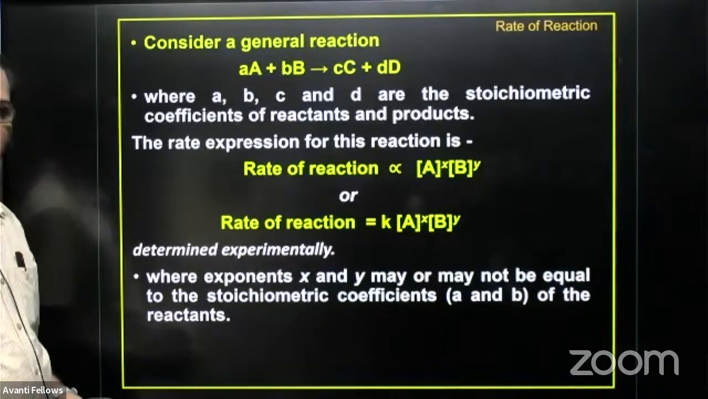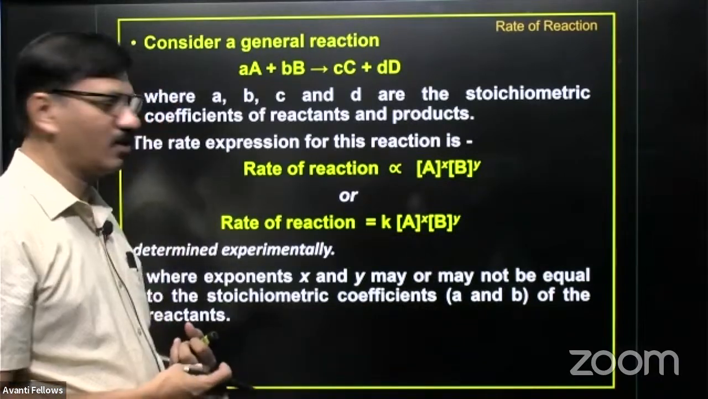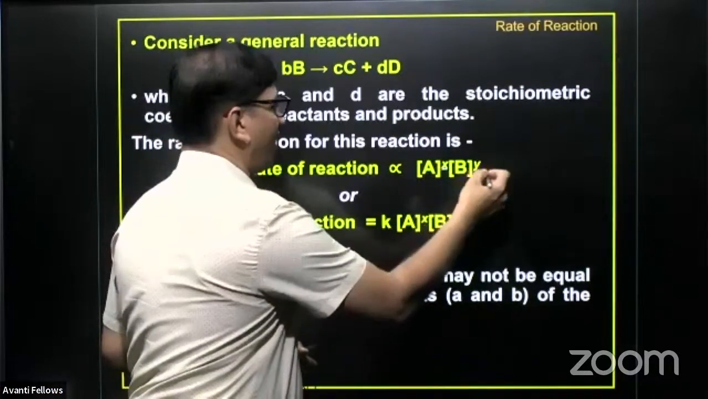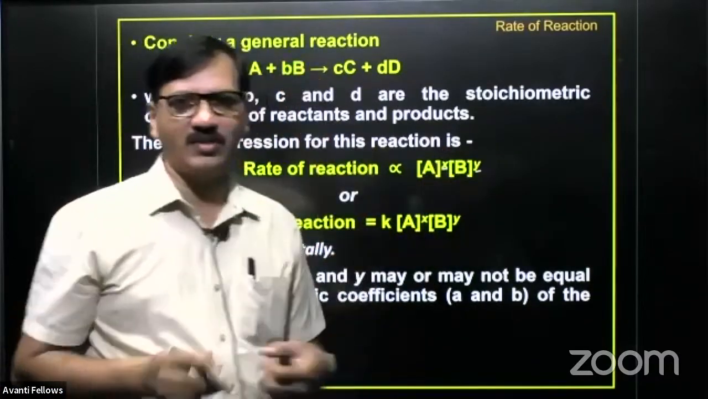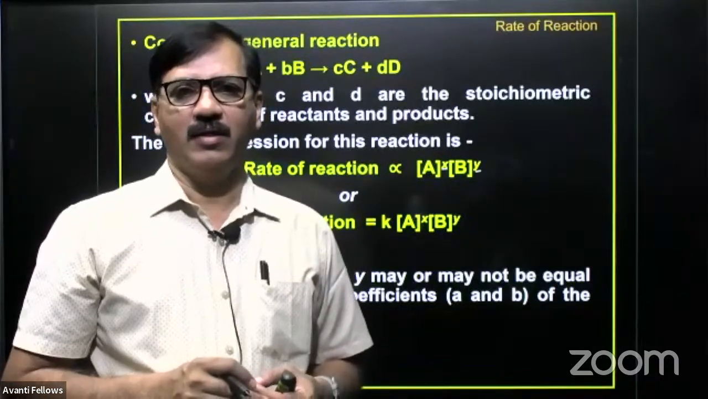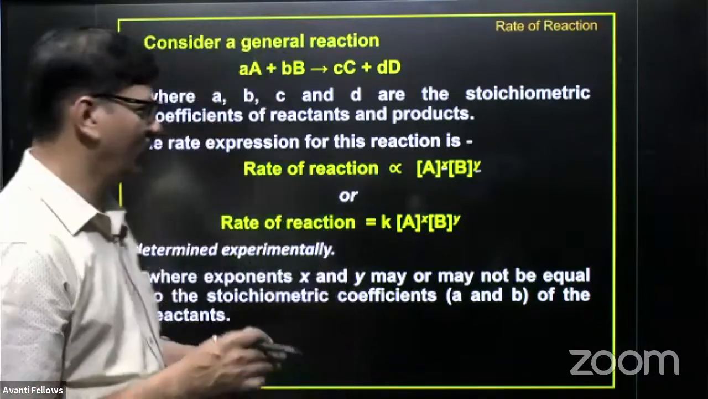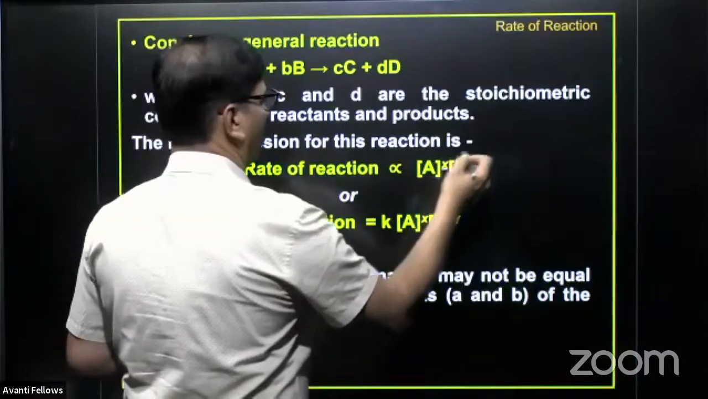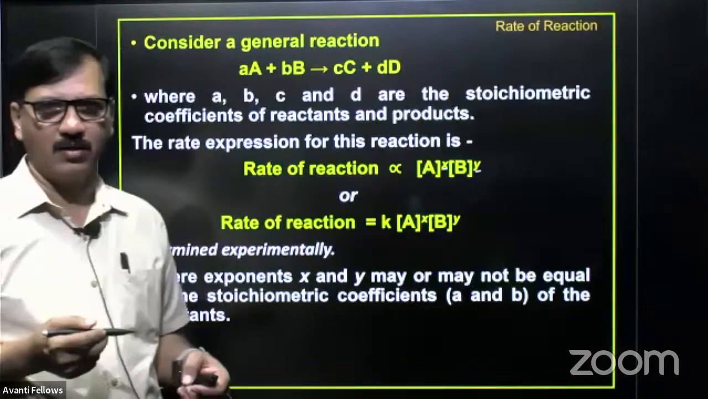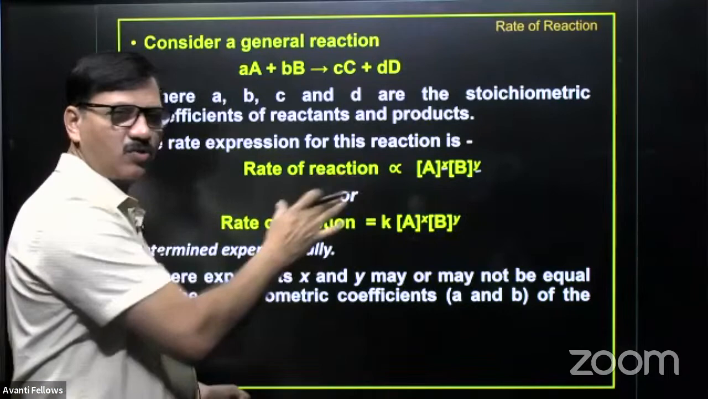coefficients. The law of mass action, which was considered earlier, replaced this x and y by the stoichiometric coefficients a and b. But later it was known that the law of mass action cannot be applied to every reaction. Therefore, this x and y, or alpha and beta, whatever we write, may or may not be equal to the stoichiometric coefficients. So this generalization is made, and this is called the rate law.